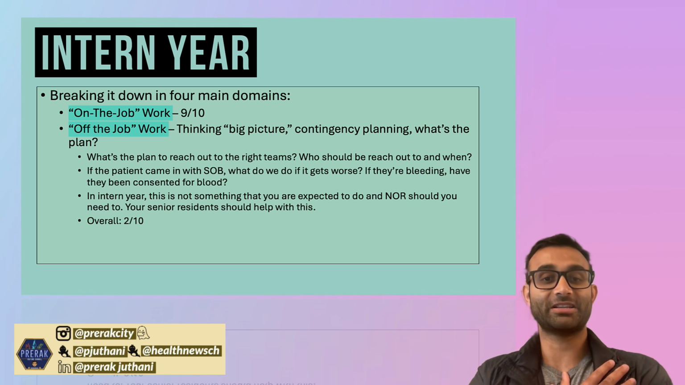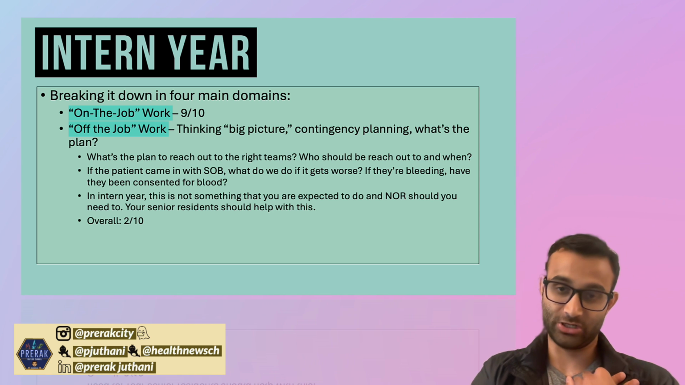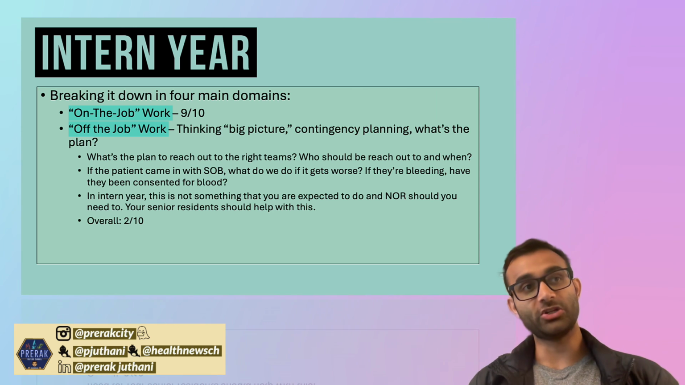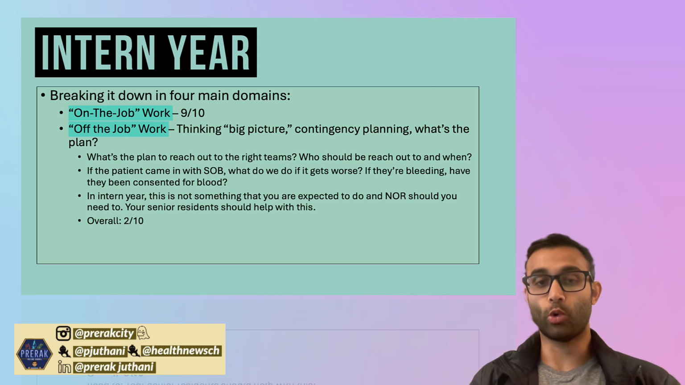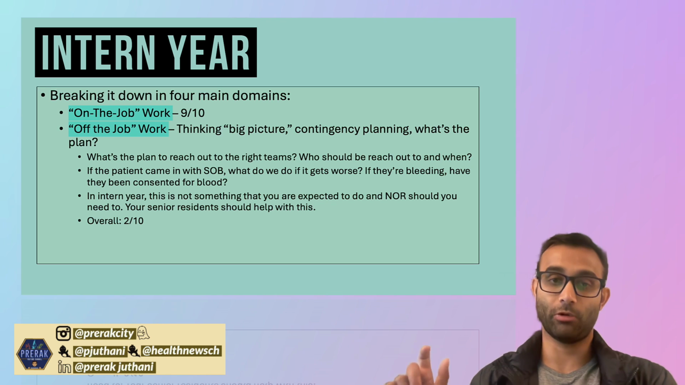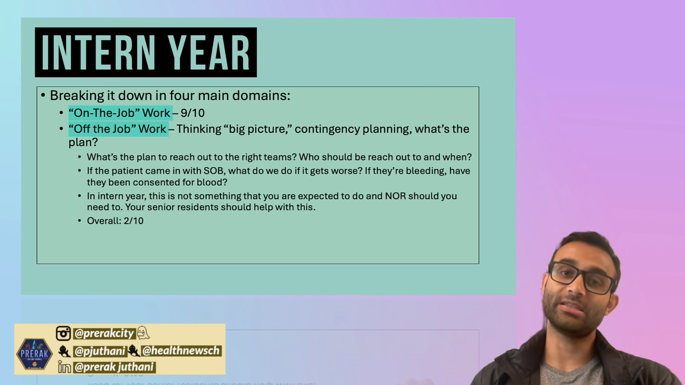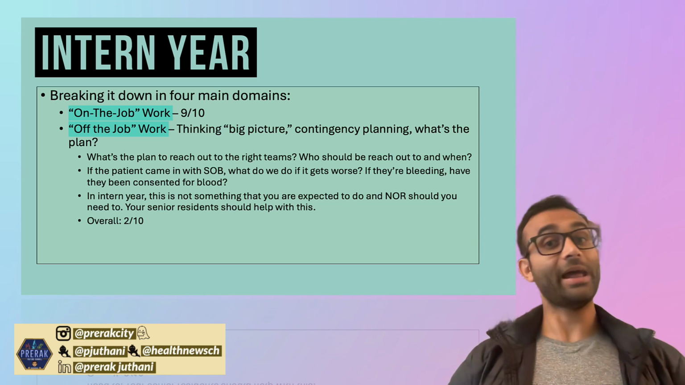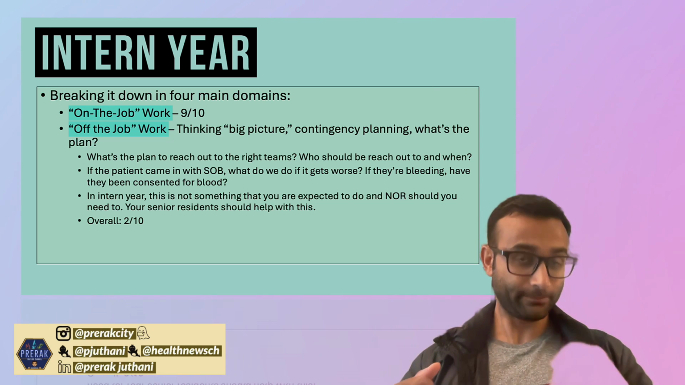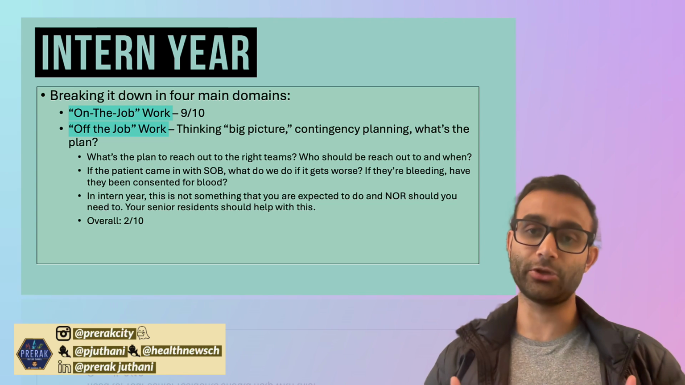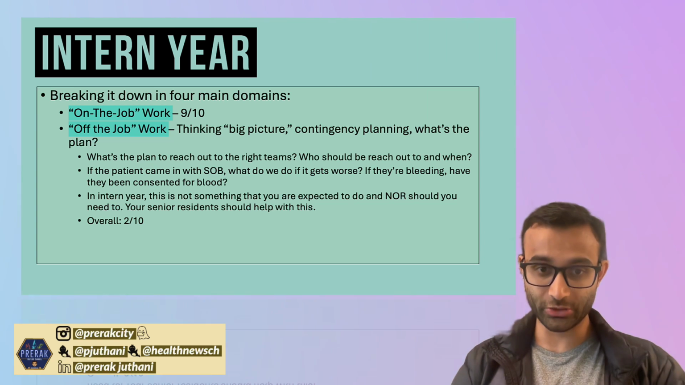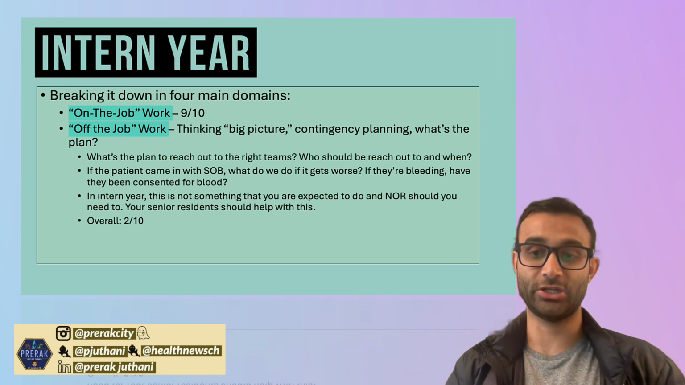But I do know that as a second year, that's a little bit more of what you're going to be doing. And so off-the-job work means thinking, hey, if the patient were to have this, what would I do? Or if the patient were to decompensate, what would be the plan? And I think that's something that you as an intern are not expected to do, because sometimes you just don't have nearly as much experience as the attending might. And that's also not a skill you'll be able to develop when you're working so much. And I don't want you to be hard on yourself. Just know that that's not something you're expected to do.